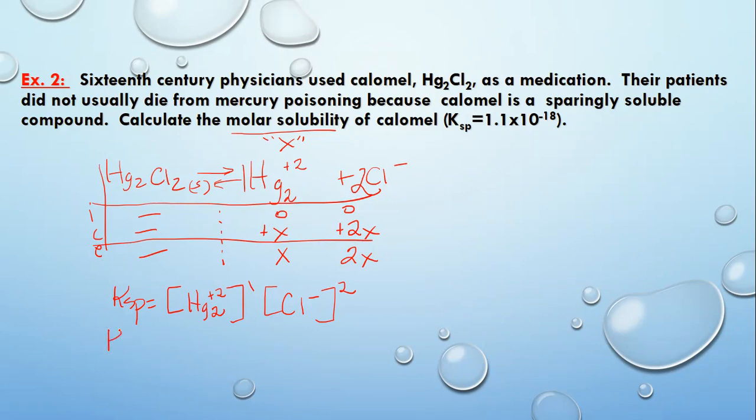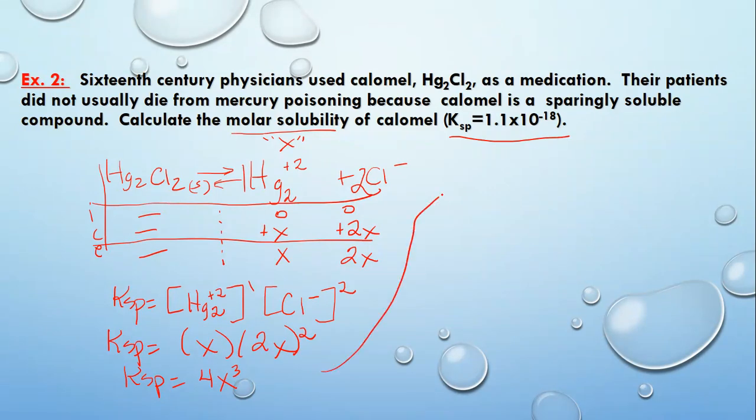Now we're going to substitute in KSP. We're going to substitute x here, 2x here, and that'll be quantity squared. So KSP is going to be equal to 4x cubed again. All right, let's substitute in here. Remember, they gave us the KSP. I'm going to go ahead and continue this up here. So 1.1 times 10 to the negative 18 equals 4x cubed.